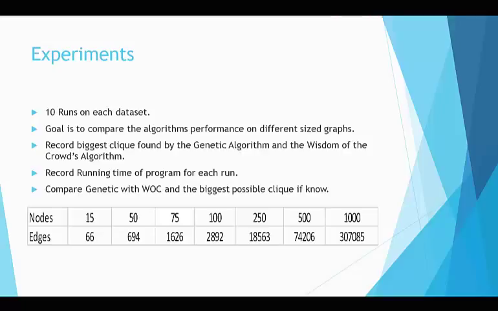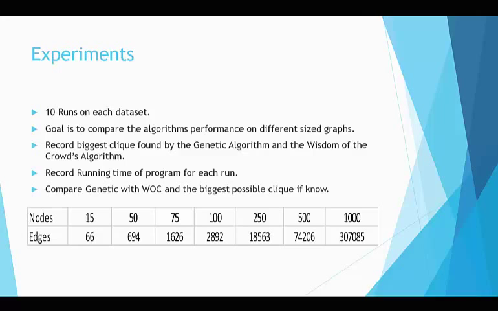I did 10 runs on each data set, and I compared the genetic algorithm maximum clique with the wisdom of the crowds algorithm's maximum clique that was found. And then I compared this to the biggest possible clique, if known. I was not able to calculate the maximum clique size for some of the data sets because they were too big. For the smaller ones, I was able to use a brute force approach and find how big the maximum clique size of the smaller graphs was. But for the bigger ones, I was not able to do so.